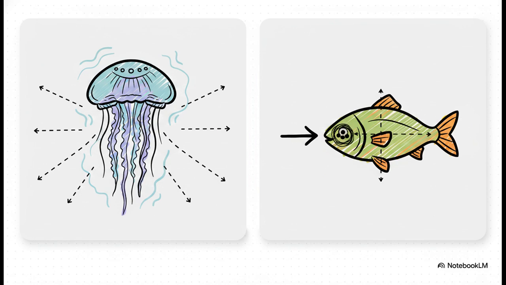On the flip side, bilateral symmetry has a two-sided orientation. You have a distinct front, back, top, and bottom. This evolutionary leap is huge because it equips animals for active, coordinated movement.